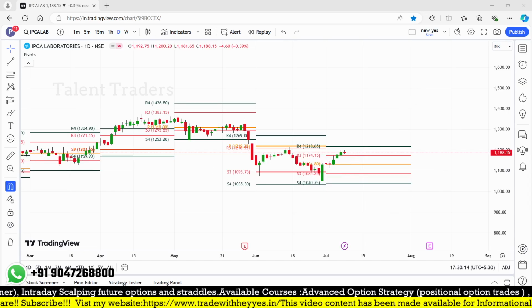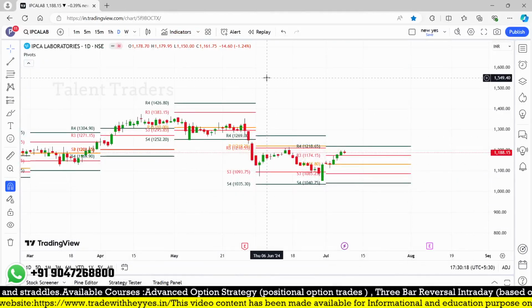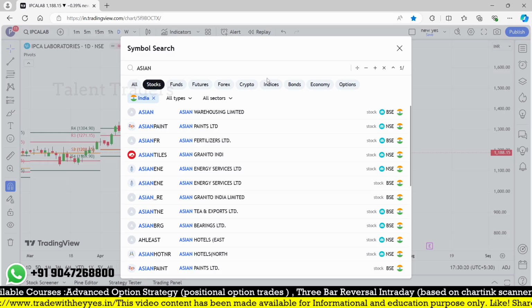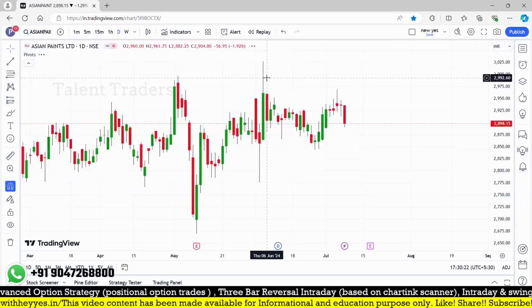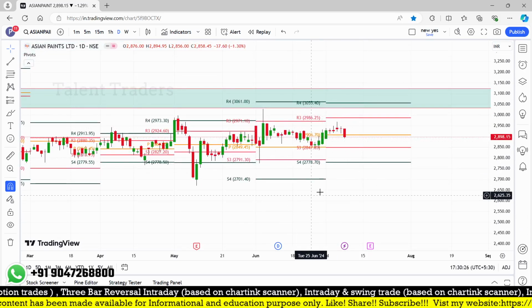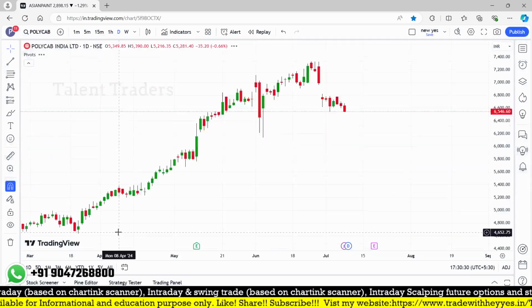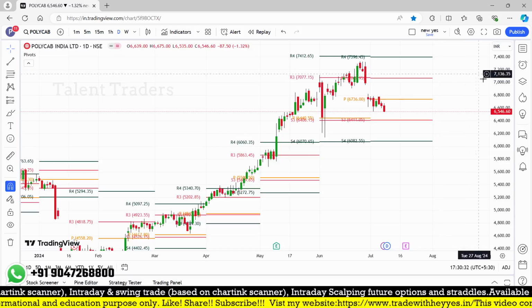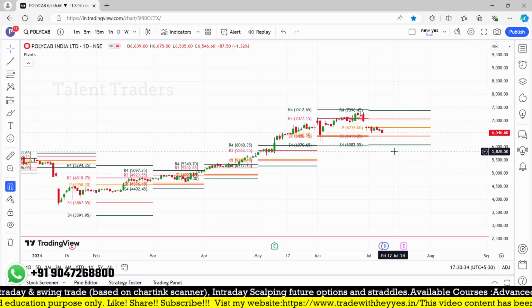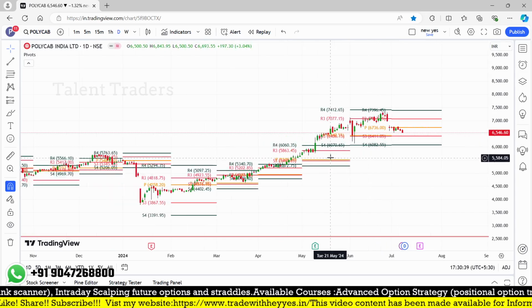And one more stock which I'm going to look for next is Asian Paint and Polycab. So let me go for Asian Paint, and this is also the same and not giving you any breakout on both sides. And Polycab, this is another one. This is also inside the previous one, exactly trading in between the levels. So it is not a right one.